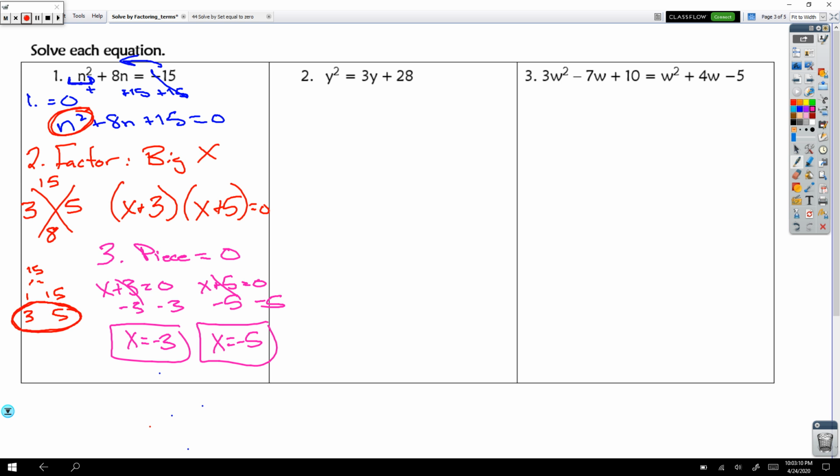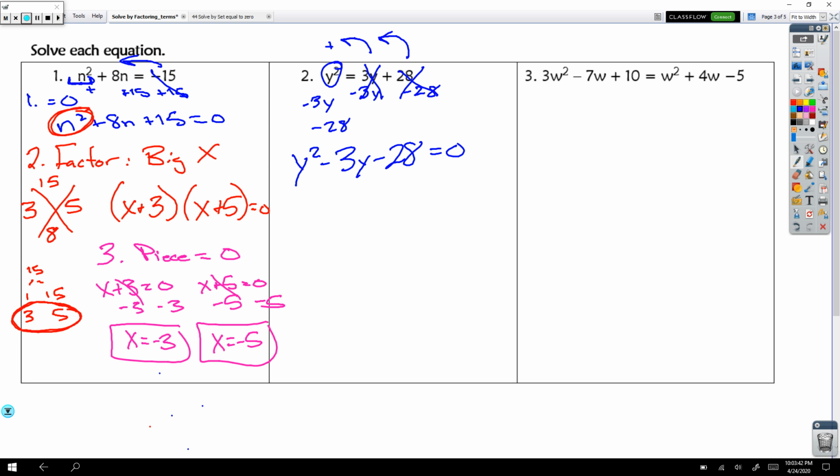Alright, now for the final 2 example problems here, I'm going to go a little bit quicker. So here's the squared term. It's positive, so I want to move everything to the left side. So minus 3y and minus 28. The 3y's cancel, the 28's cancel. Nothing on the left side is like terms, so I can't combine it with anything. So I would just write all the pieces. Y squared minus 3y minus 28 equals 0.